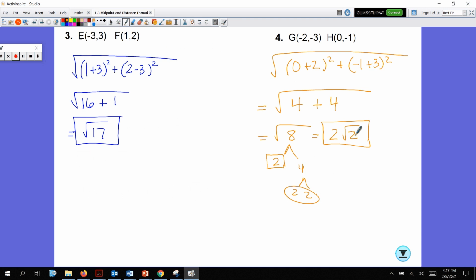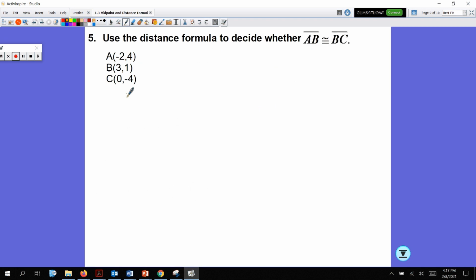All right, we got one more example with the distance formula just to answer the question, right? It says use the distance formula to decide whether segment AB is congruent to segment BC. So let's first look at AB. I have 3 minus -2 is 3 plus 2 squared, and then I have 1 minus 4, all of that squared. 3 plus 2 is 5, 5 squared is 25. 1 minus 4 is -3. -3 squared is 9. When I add this together, I get the square root of 34.